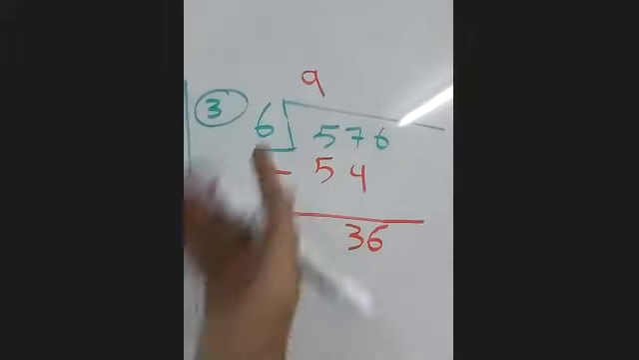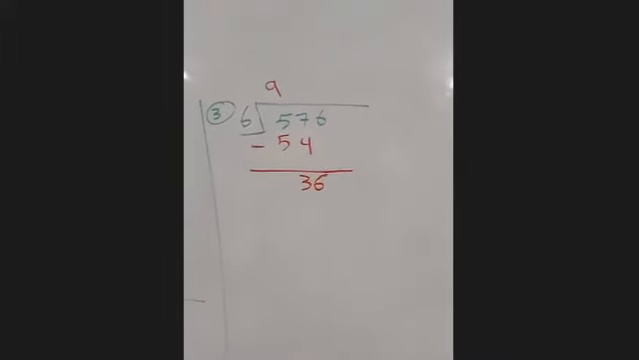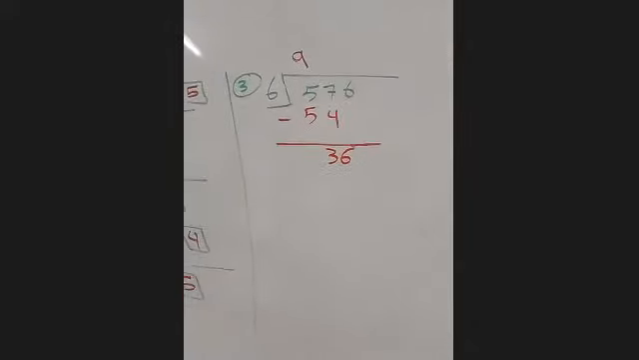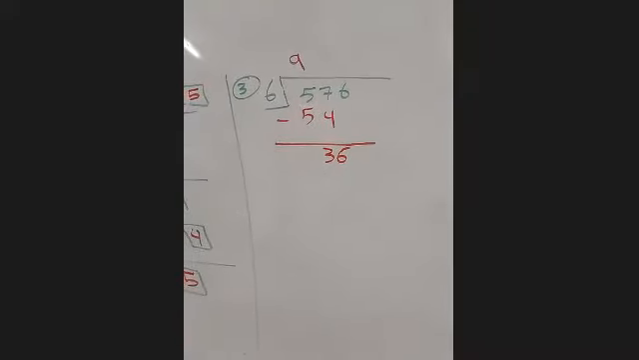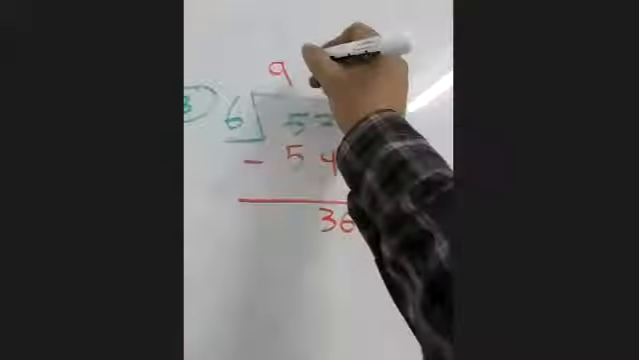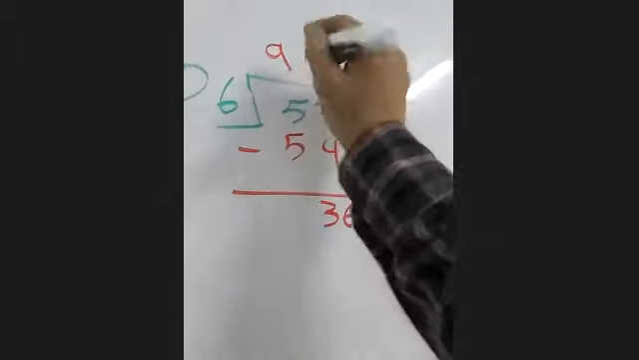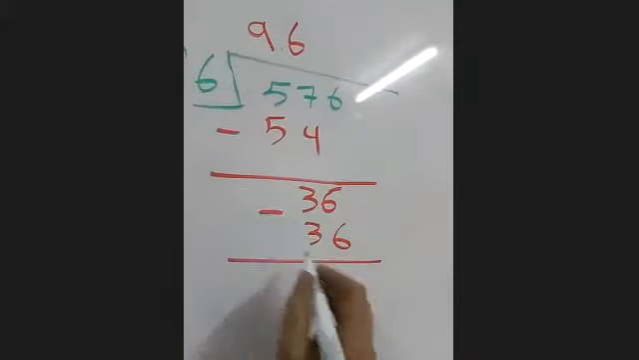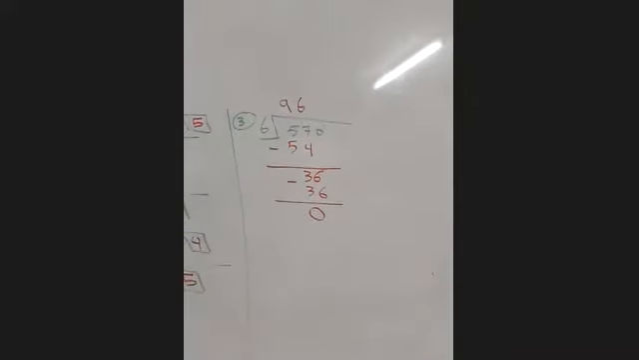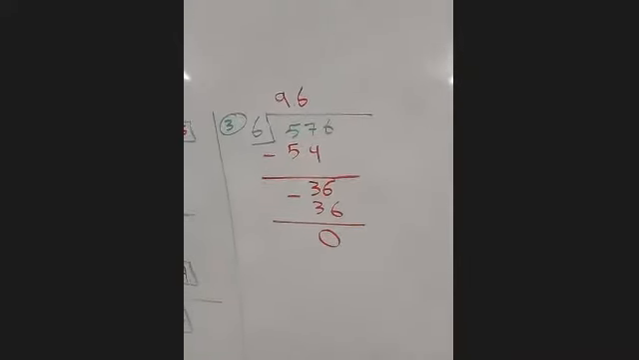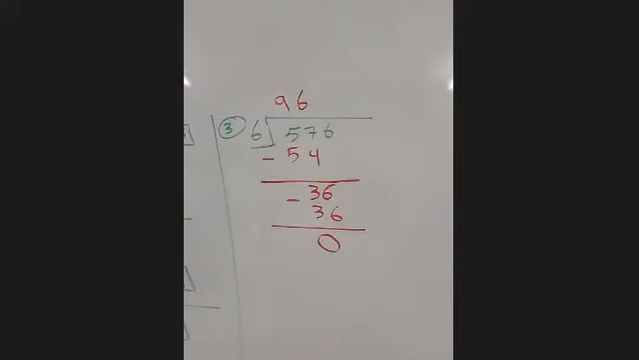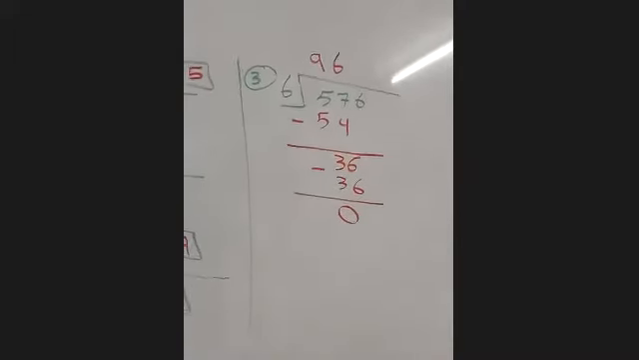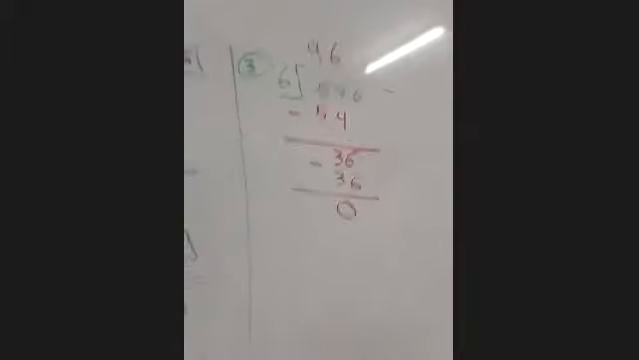36 divided by six equals six. Six multiply six, 36. Subtract. Zero. So the answer is 96. Excellent, Ahmed. Yalla, practice this week on the timetable. It's very important. Okay, thank you so much.